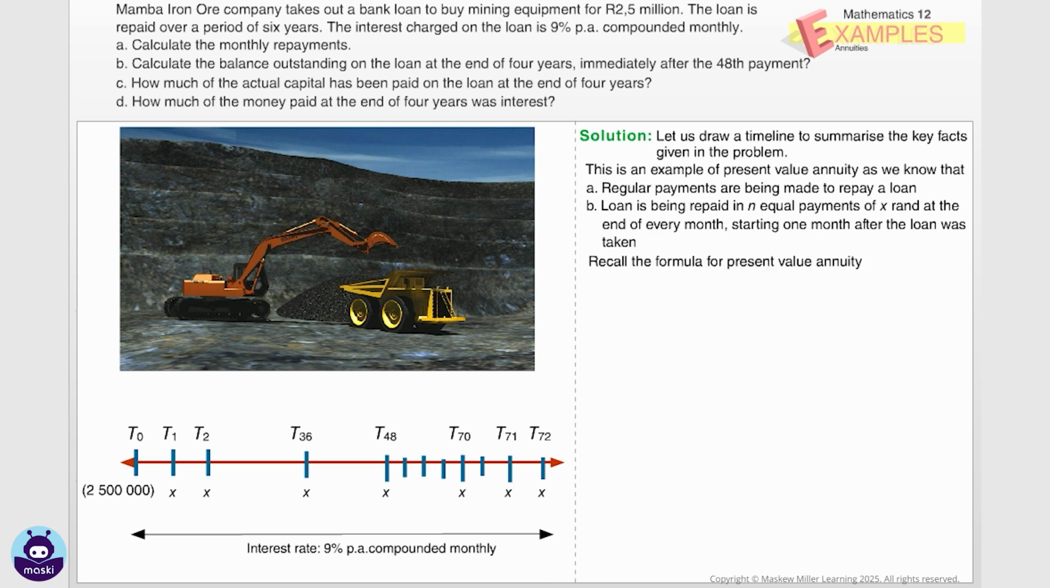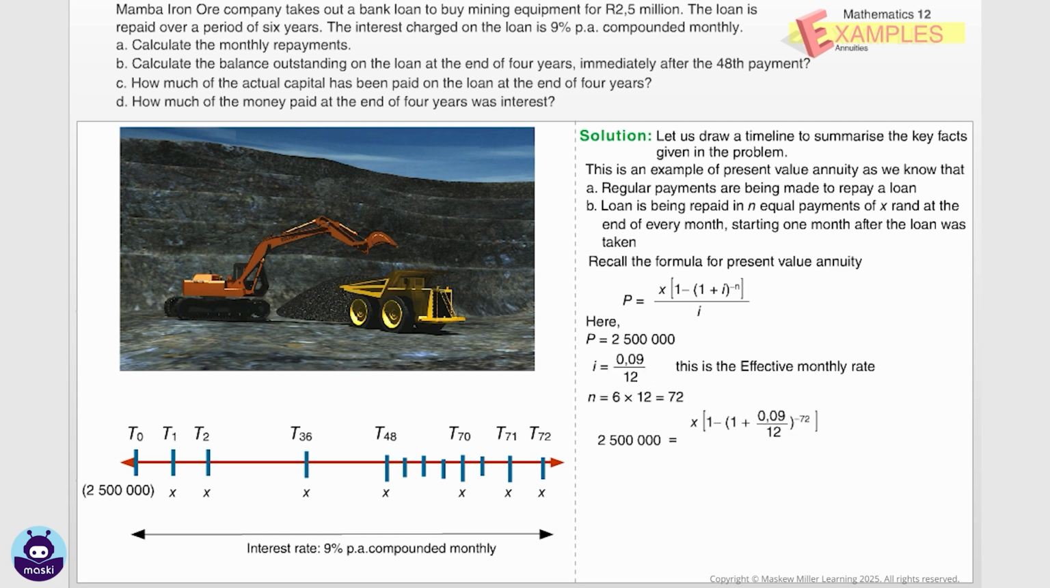Recall the formula for present value annuity. Here, P equals 2,500,000. i equals 0.09 over 12. This is the effective monthly rate. n equals 6 times 12 equals 72. Substituting the values, we get x equals 45,063 rand and 84 cents.